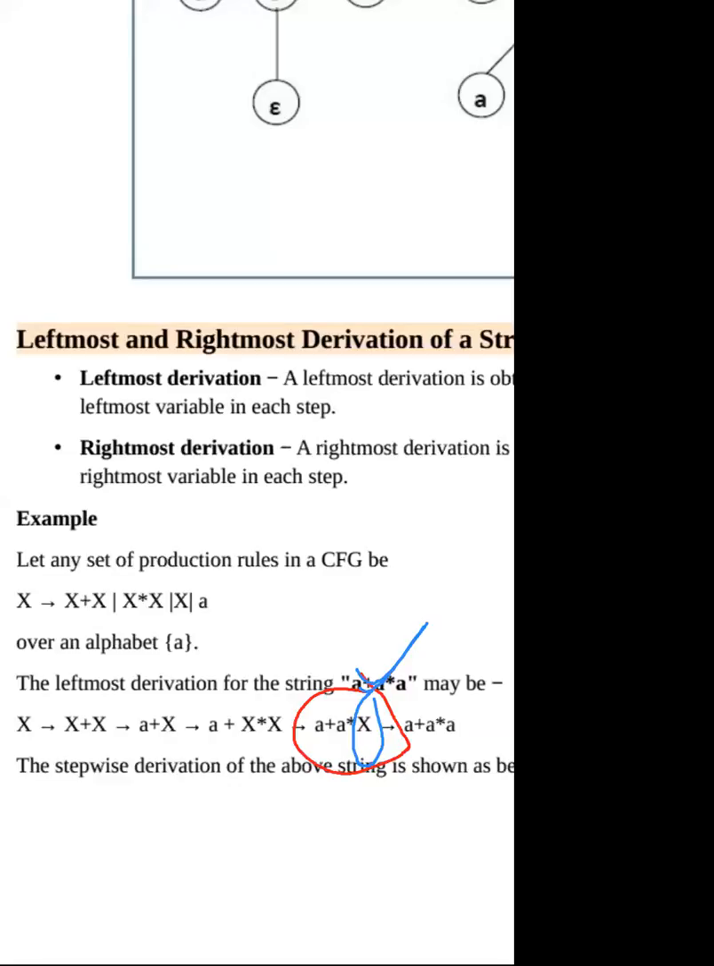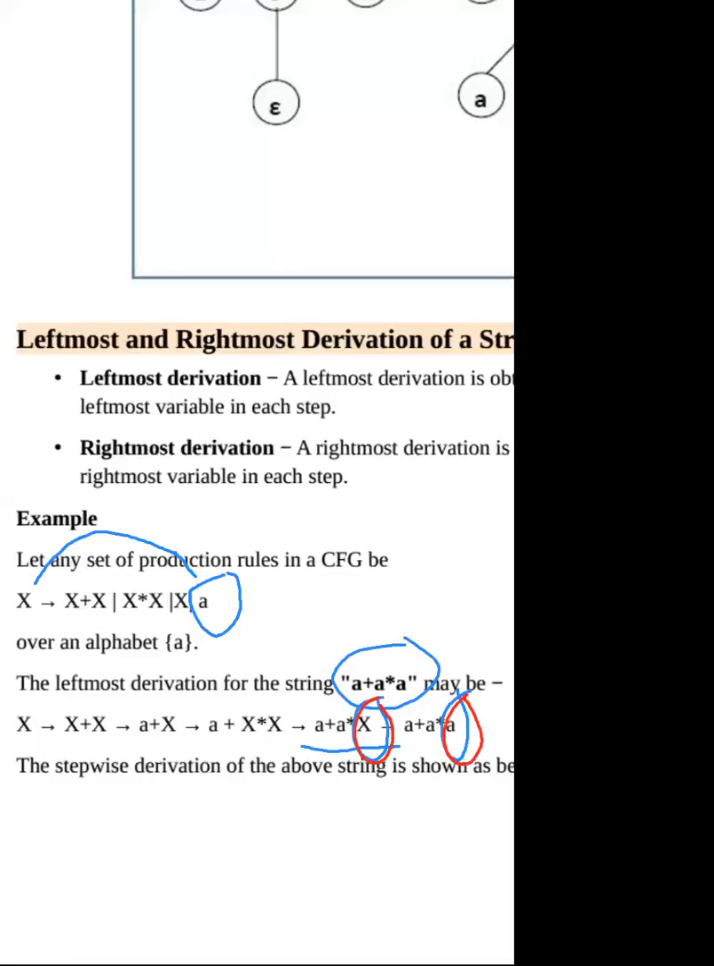Now look at your string. What is your string? The string is A plus A into A. Already we got A plus A into X. Now tell me, if we replace the last X by A, then we can get the string. That's why you have used this production. I am marking it with a blue line. This production X implies A, put in place of X in the last line. We got this A.